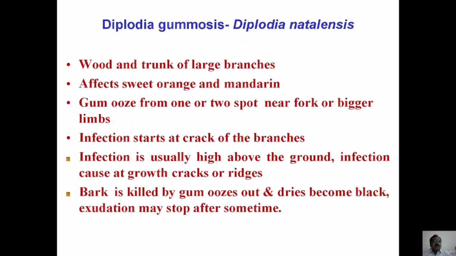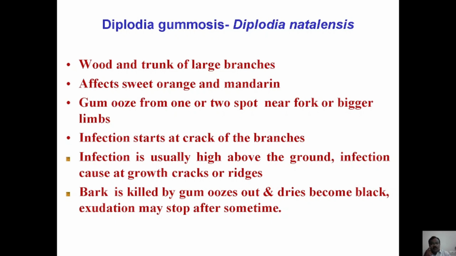And the second thing is the Diplodia gummosis, which is the dry gummosis. The wood and the trunk of large branches are highly affected, and this pathogen also affects very seriously the sweet orange as well as the mandarin oranges. Due to the infection, gummy ooze is exuded from one or two spots near the forking region, that is the branching region, or the bigger limbs.